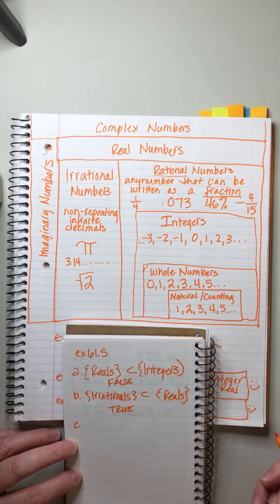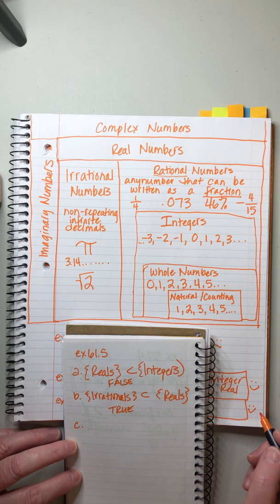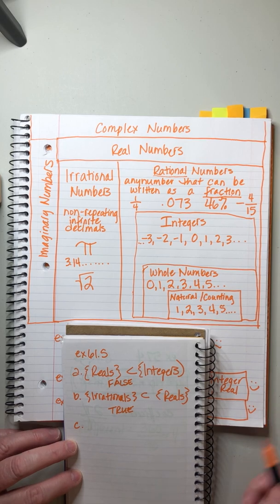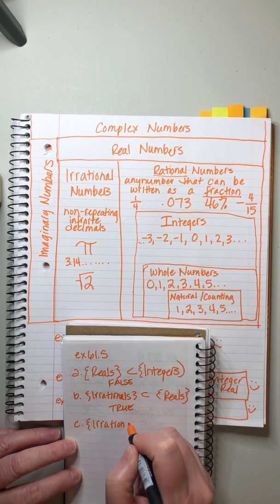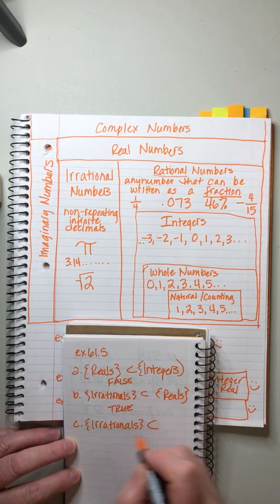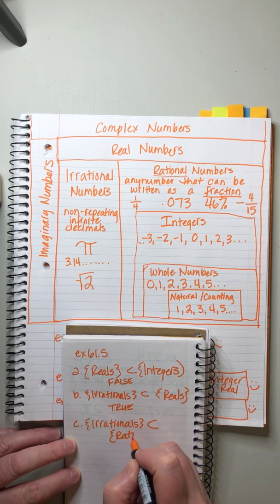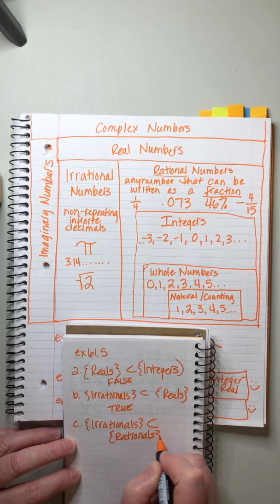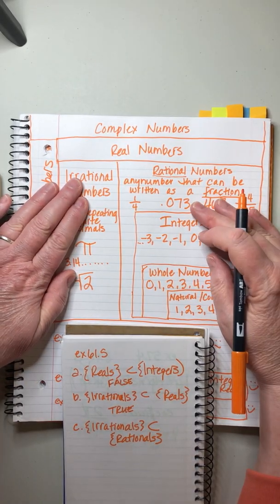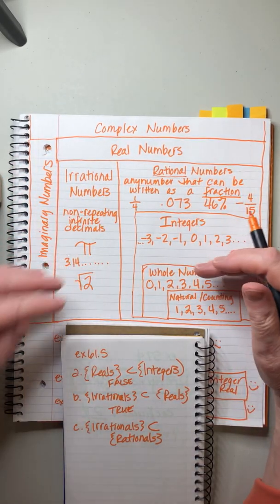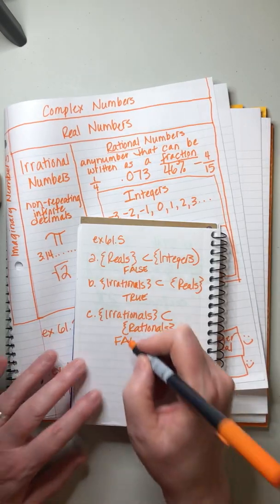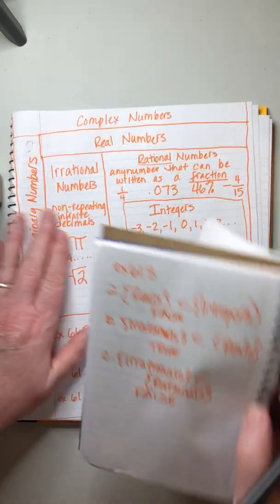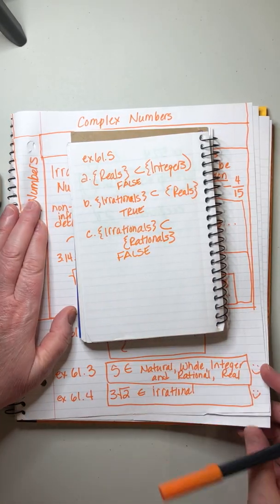C, the irrationals are a subset of the rationals. That sounded wrong how I said it, right? I mean, we can just tell from the words. These are the irrationals. Those are the rationals. Ne'er do they meet. They don't fit inside of each other. So no, it's not a subset of that. What are you, crazy? Here, I need to bring this up so you can see better. Are you mad? No, the irrationals are not part of the rationals.